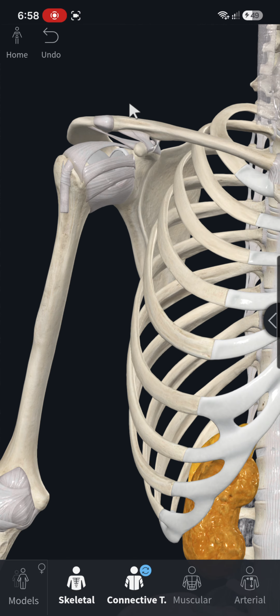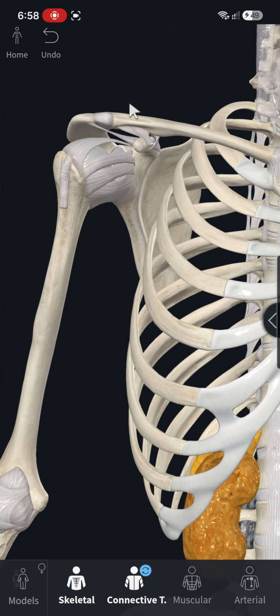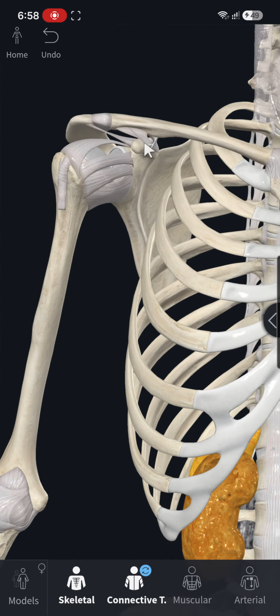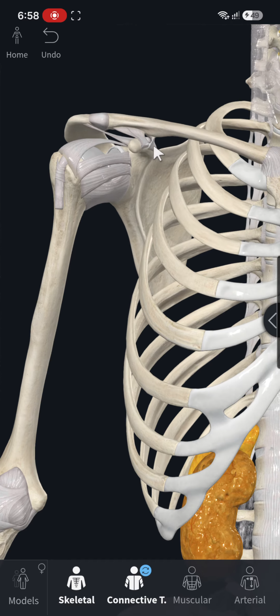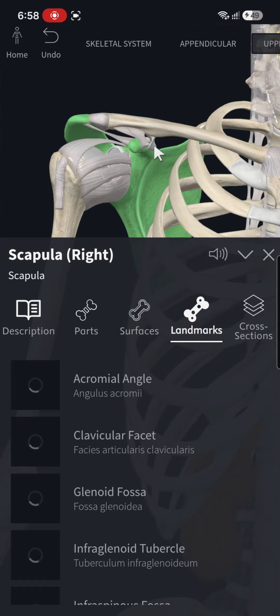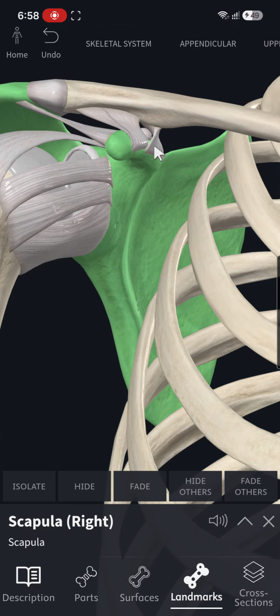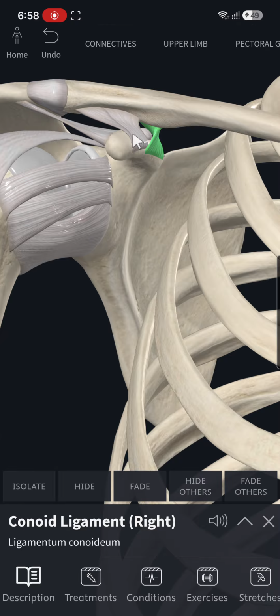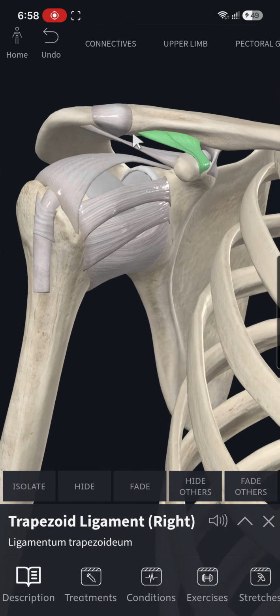Now onto the ligaments that stabilize this joint. First, if you remember, this is the conoid tubercle of the clavicle, which attaches the conoid ligament, attaching the clavicle to the coracoid process. There's another ligament as well that attaches the clavicle to the coracoid process, and this is the conoid ligament, and this is the trapezoid ligament, and together they're called the coracoclavicular ligaments.